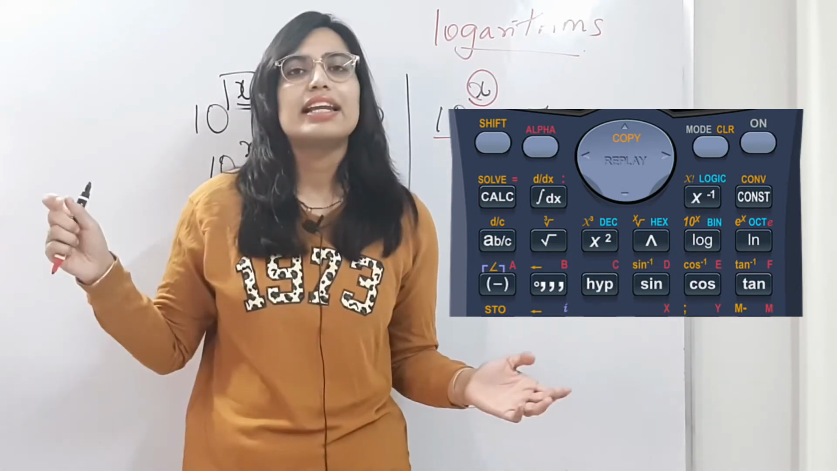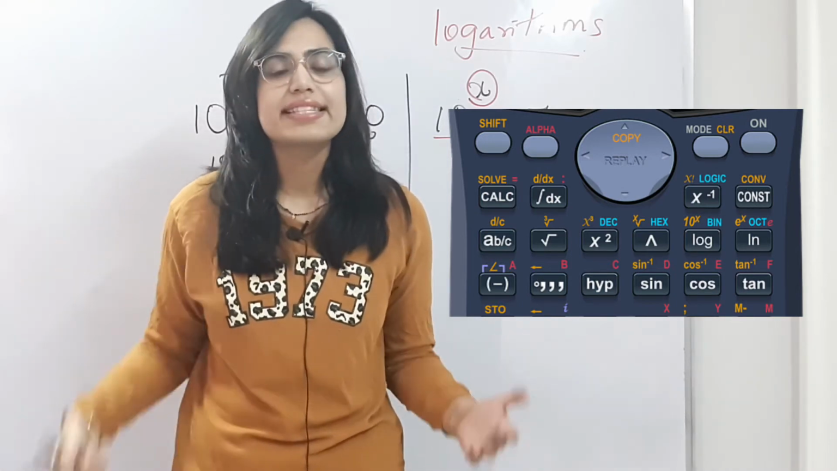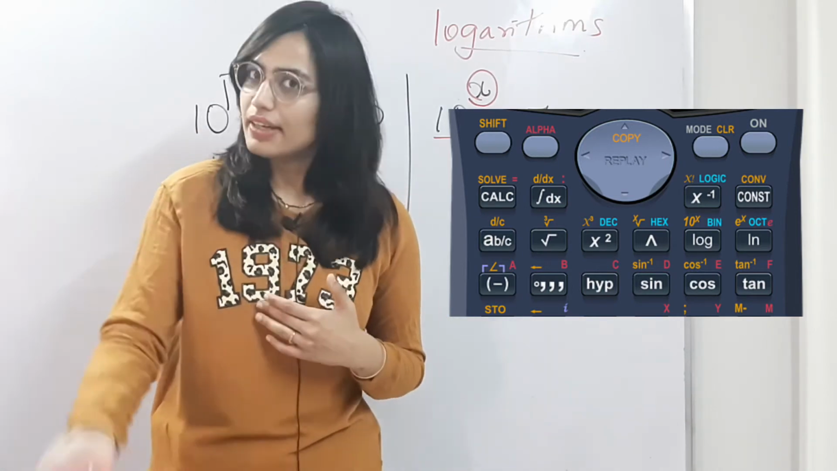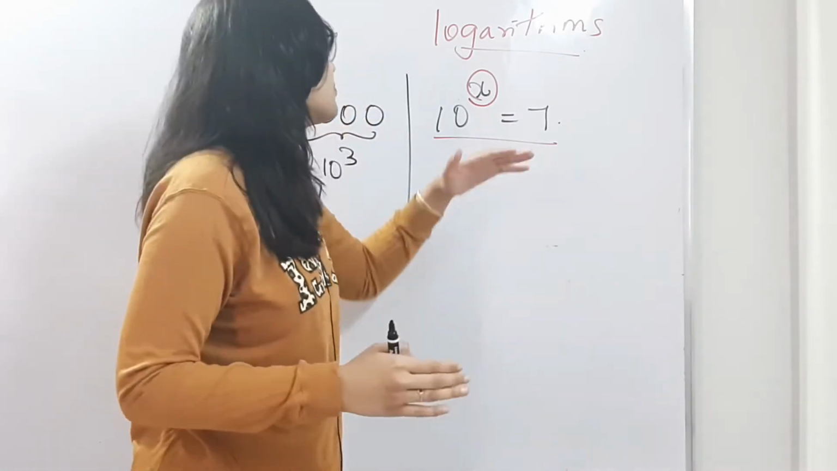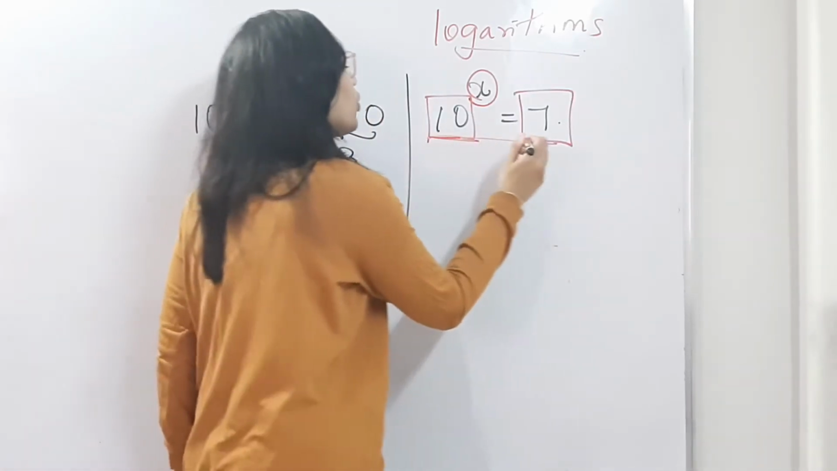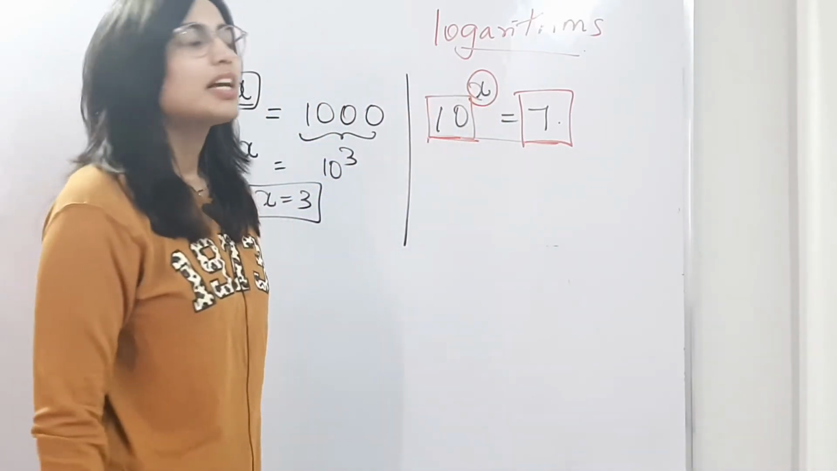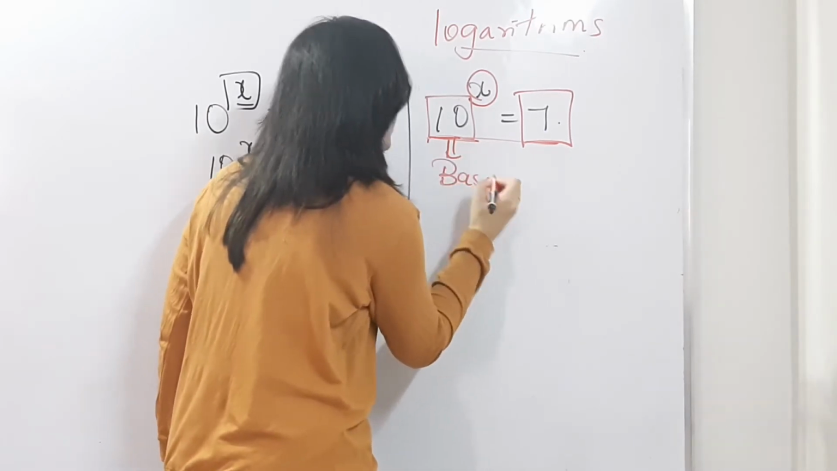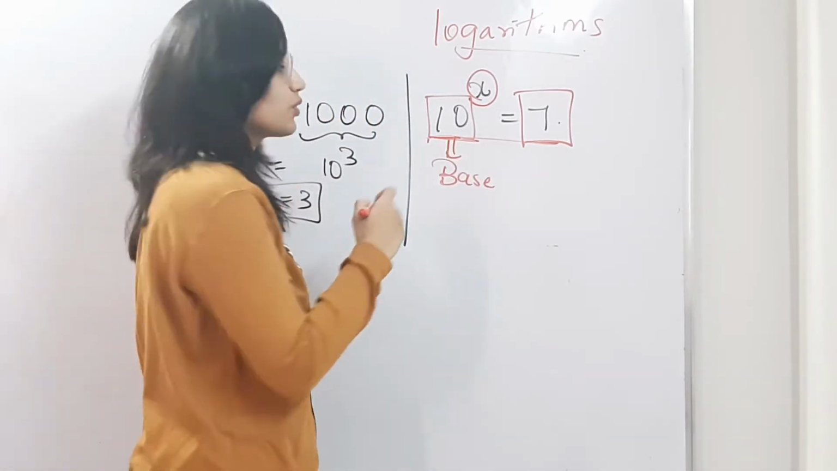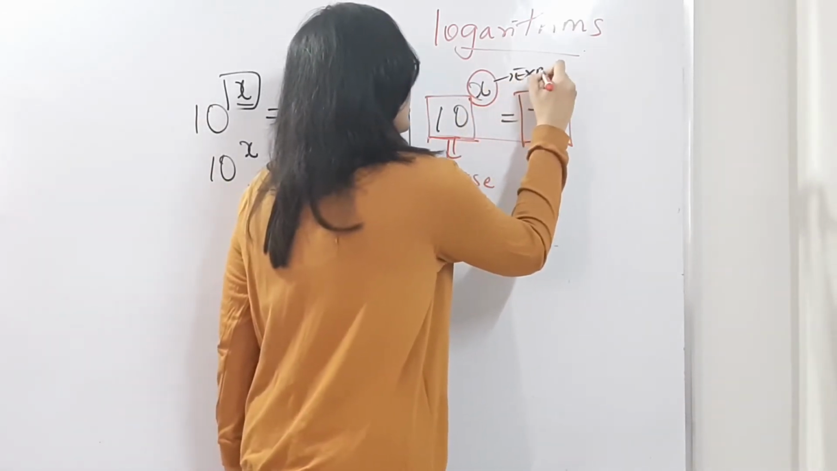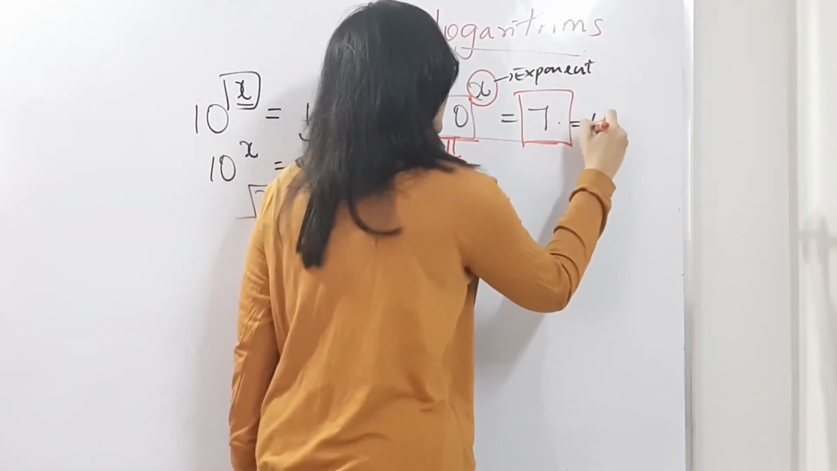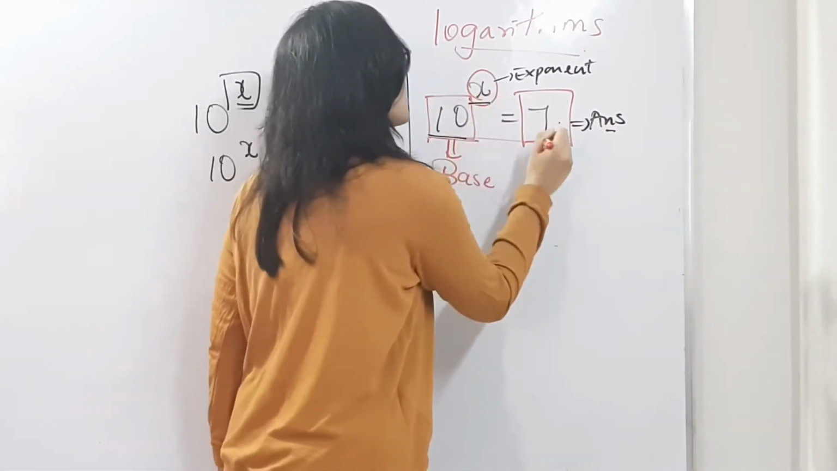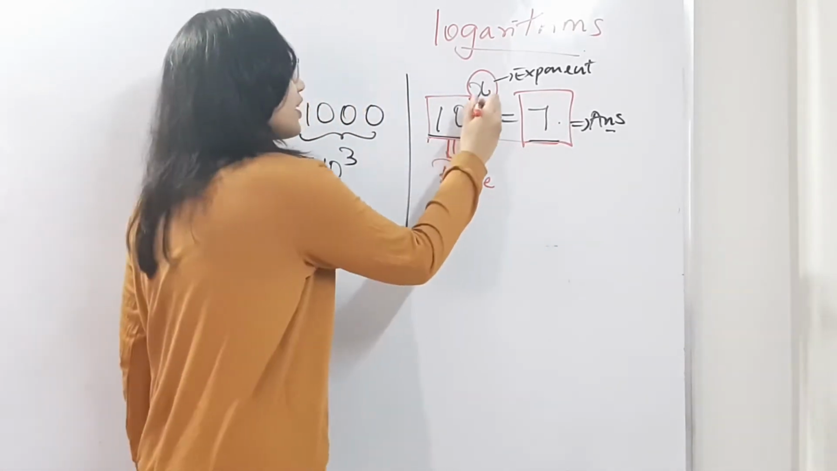Please note that the calculator represents log to the base 10 or log to the base e. I will jump on to the bases a bit later, but for now, this is the main use of logarithm. In this case, what would be the value of x? This will be denoted as the base. From exponents, we know that this is the base, this is the exponent and this is the answer. So, we know that when 10 is raised to x, you will get 7.